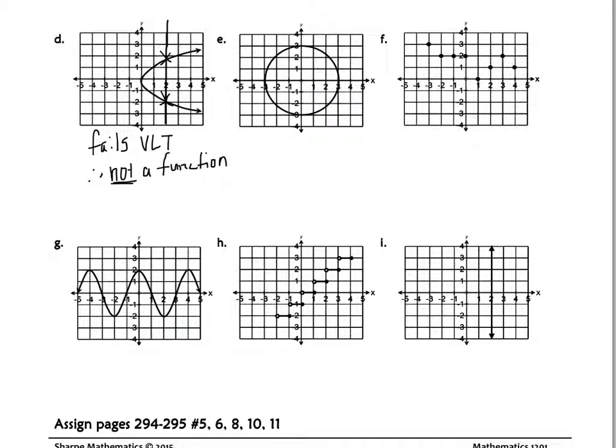Again, there's lots of places too on the next graph where you could draw a vertical line and it would hit in a couple of places. So if there's one spot that it touches 2 points on the graph, then it's considered not a function. So again, this fails the vertical line test, therefore not a function.